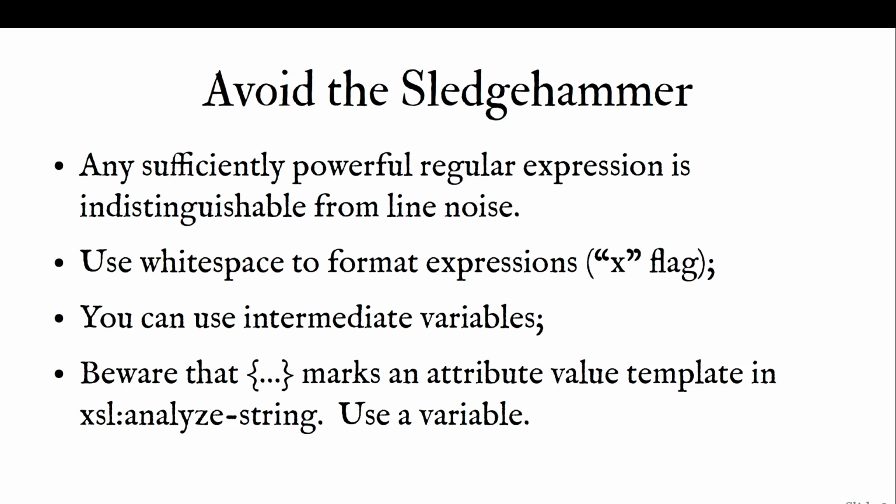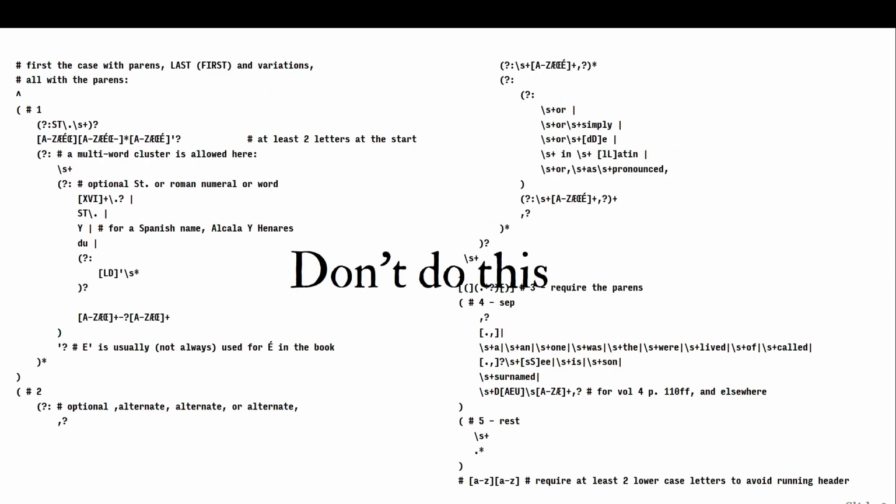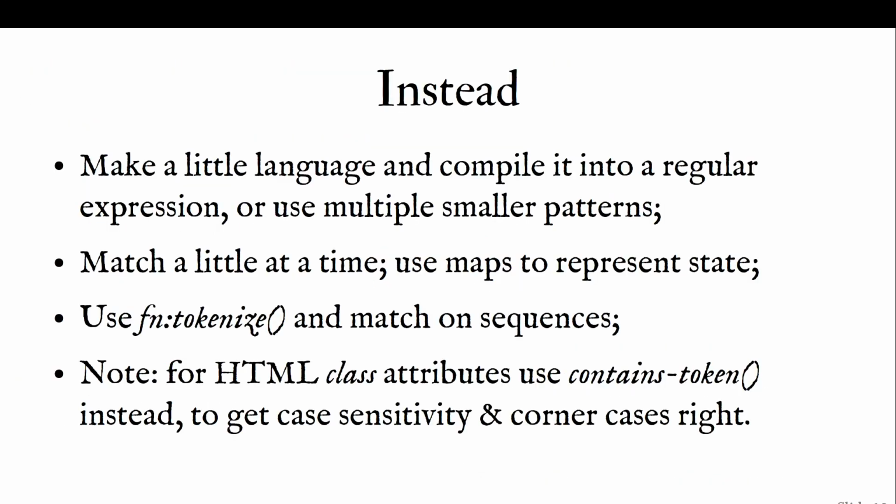Be careful. Curly braces are special in regular expressions and you end up using them, but they also mark an attribute value template, for example in the regular expression attribute of xsl:analyze-string. They also in XSLT3 can be text value templates, for example if they're in the content of xsl:variable. So use xsl:variable with select equals to build up regular expressions if that's what you're doing. And slide 9, don't do this. This is a real regular expression from production code, and I'm going to just leave it and move on.